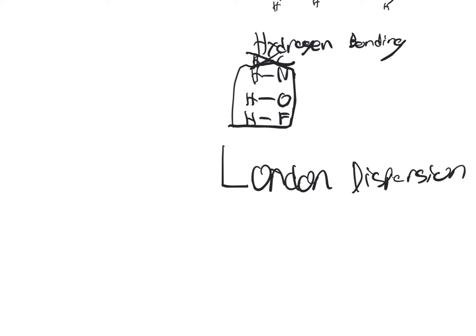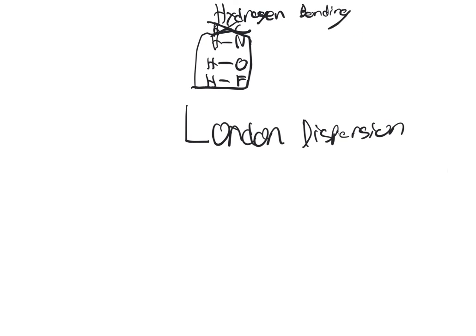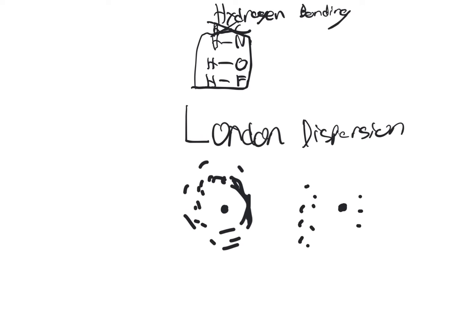Okay, so what are London dispersion forces? This happens when we have, let's say this is our nucleus, and the nucleus is surrounded by a cloud of electrons, right? So the electron has a different probability of being at each point around the nucleus. So this is called a cloud of electrons. And what can happen in this cloud of electrons is that occasionally, if we have another one here, more electrons can end up on this side than on this side.